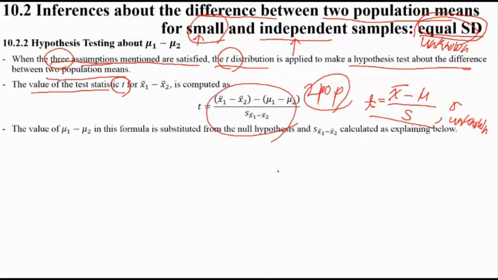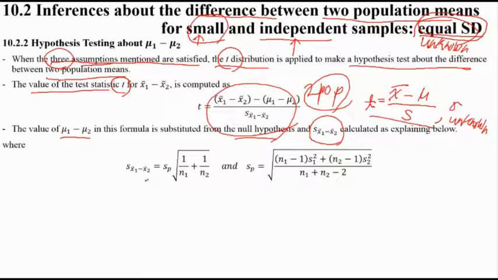Okay, so the value of mu1 minus mu2 in the formula is substituted from the null hypothesis, along with the standard deviation for the sample. Do you remember we should get the sample standard deviation Sp from here? That is the pooled standard deviation for the samples. This one you should remember. I know the calculation is not hard, but you should memorize it. I know it's kind of annoying. Sorry about that, but I have no choice anyway.